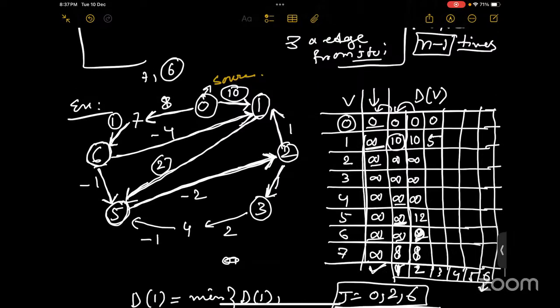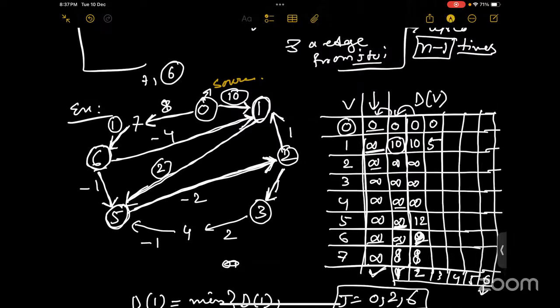So we are calculating the distance of 1, right? So we have to again check with all the incoming edges. So we have this, right? If we consider this one, we will get 10. And if we consider this one, the distance of 6 is 9, then the weight of the edge is -4, so this will be 5. So the minimum of 10, 5 and infinity is 5, right? Am I clear?